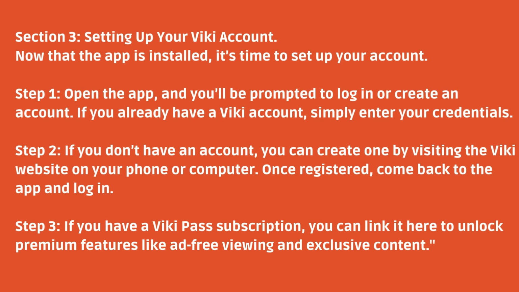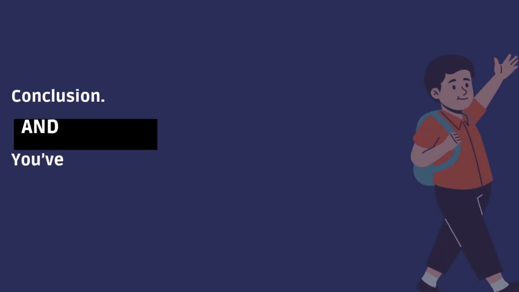Step 2. If you don't have an account, you can create one by visiting the Viki website on your phone or computer. Once registered, come back to the app and log in. Step 3. If you have a Viki Pass subscription, you can link it here to unlock premium features like ad-free viewing and exclusive content.